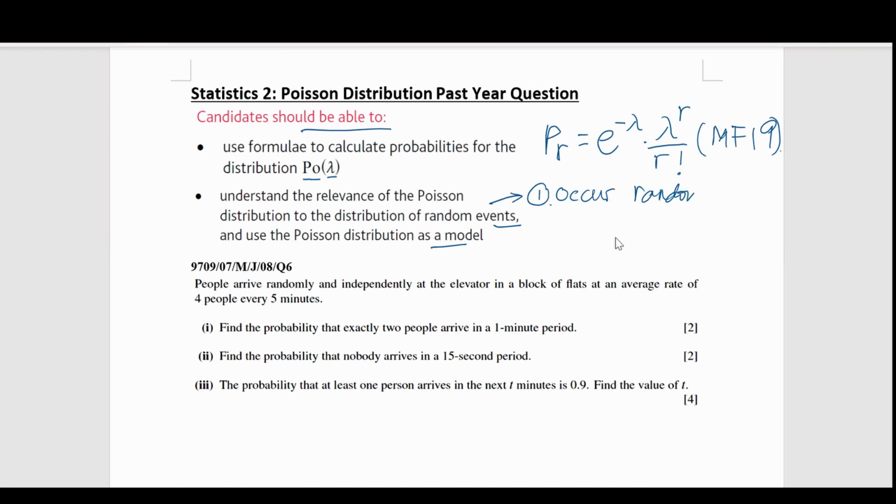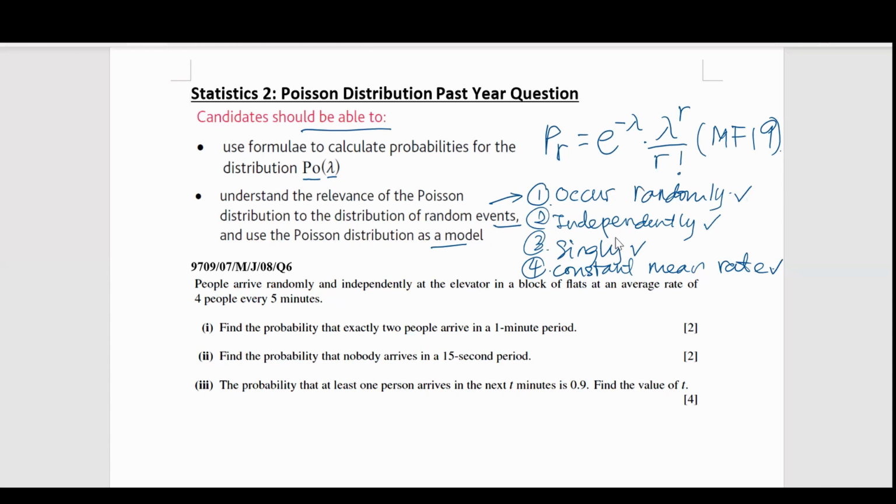randomly, independently, singly, and at a constant mean rate. When an exam question has a random variable that occurs randomly, independently, singly, and at a constant mean rate, then for these questions we use the Poisson distribution to calculate the probabilities.